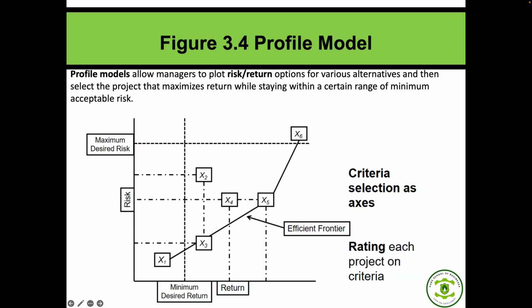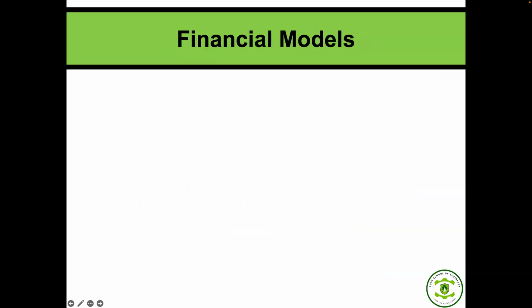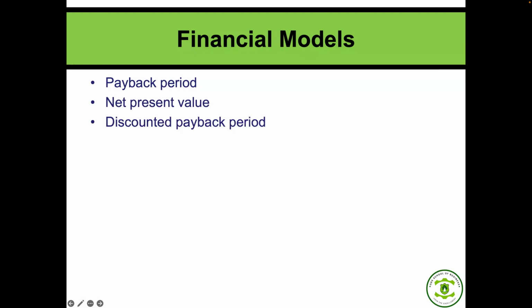So how many models are we looking at? This profile model, AHP model, scoring model, and the checklist. The simplest model is the checklist model. But there are other financial models which we may have looked at in finance lectures in the past. The payback period, a very simple and straightforward approach: how long is it going to take to recoup our investment? There's also the present value method, then the discounted payback period method, and the internal rate of return method.